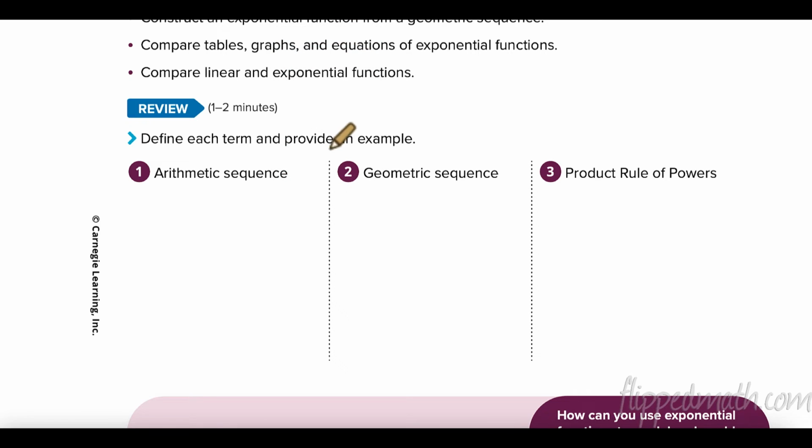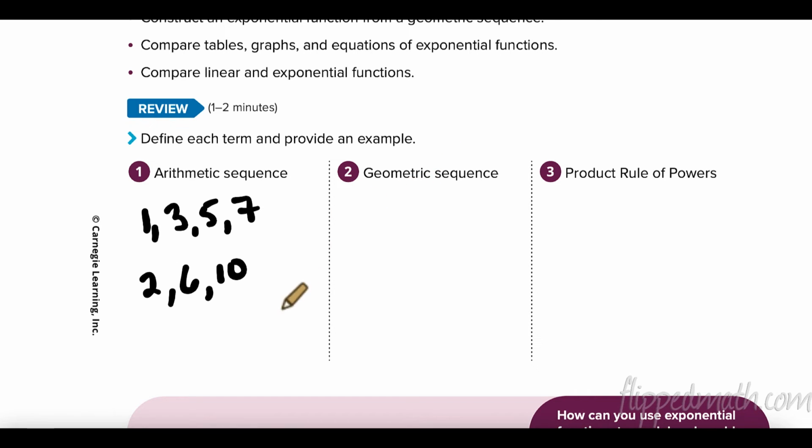An arithmetic sequence is as follows. It's a sequence where you add from one term to the next the same thing. 1, 3, 5, 7. 2, 6, 10. I add 4 each time. Whenever I add the same thing from one step to the next step, that is an arithmetic sequence.